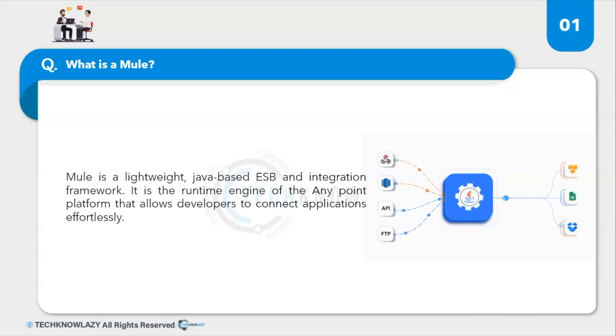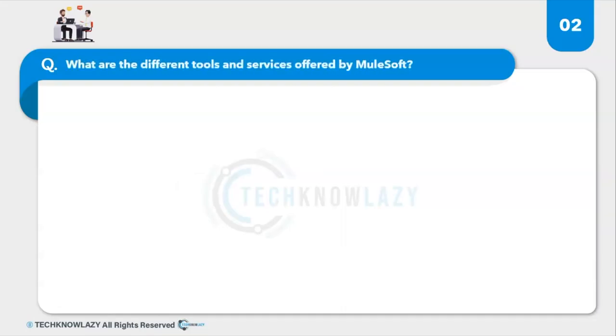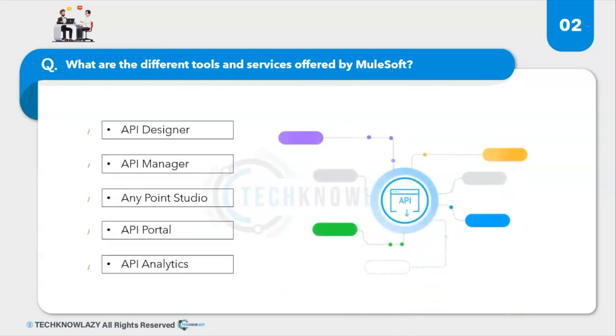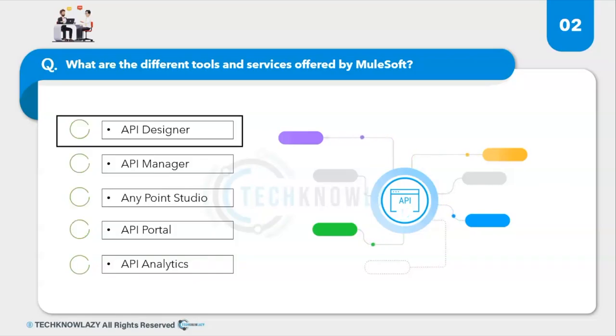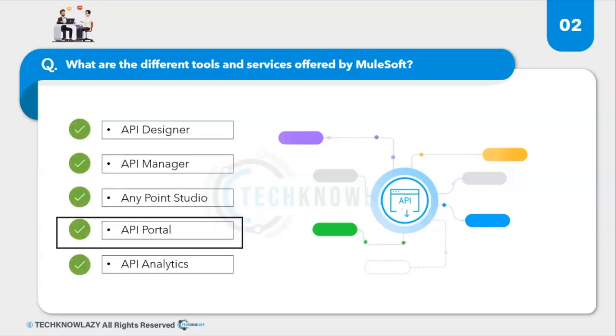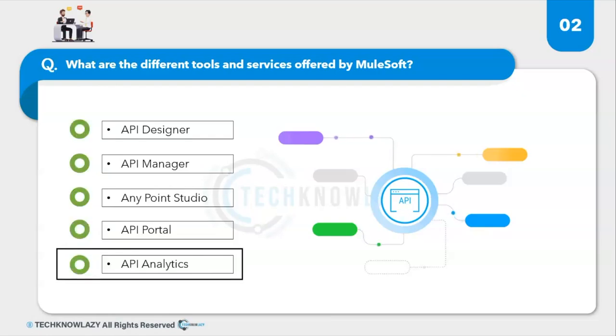Now, having discussed the first question, let's move ahead with the second question. What are the different tools and services offered by MuleSoft? The different services and tools offered by MuleSoft are various. But the top 5 tools and services which are expected by your interviewer are API Designer, API Manager, Anypoint Studio, API Portal, and API Analytics. These are the top 5 tools and services that you must know, and which your interviewer will definitely expect you to know.